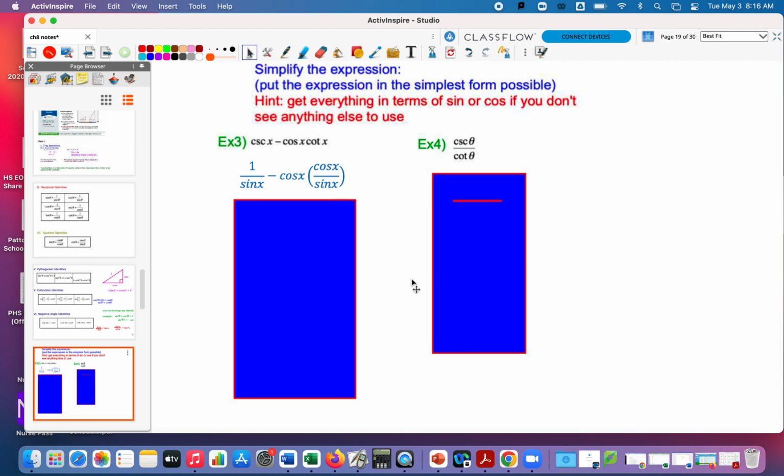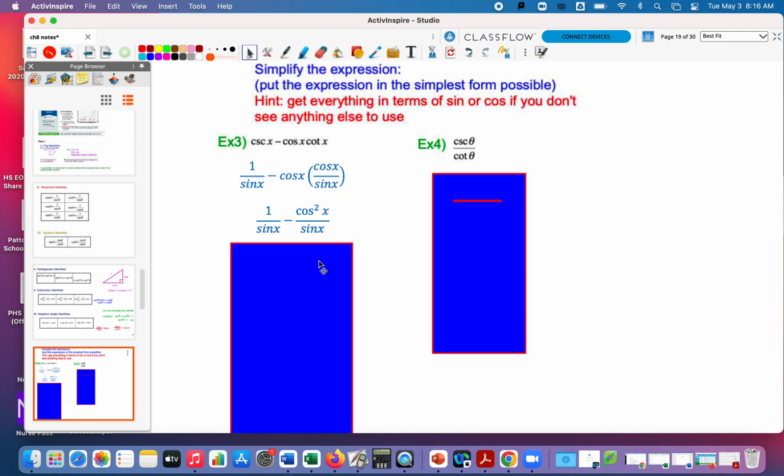And you'll learn lots of different tricks along the way. One of those tricks is not to necessarily change everything. Notice I didn't change the cosine. I could change that into 1 over secant, but secant doesn't have any interaction with any of these other ones. So don't necessarily need to change everything. In this case, I'm changing everything into terms of sine and cosine because maybe there's a chance things will combine or cancel or whatever.